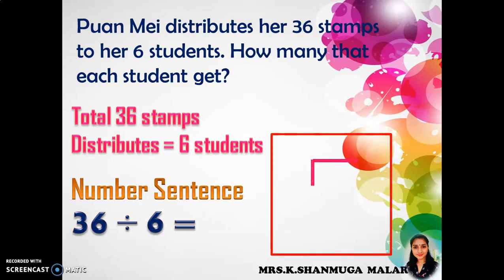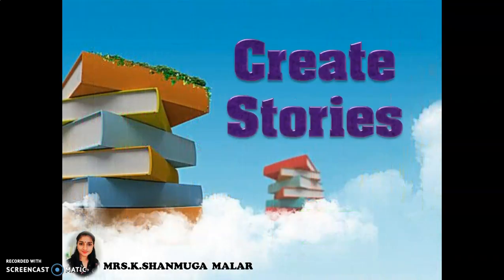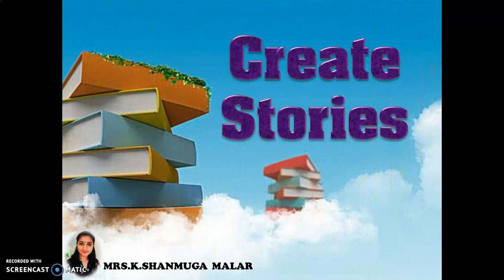Let us do the method to find the answer. 36 and 6. So what times 6 is 36, students? Yes, it is 6. 6 times 6 is 36. When we minus 36 minus 36, we will get 0. So the answer for 36 divided by 6 is 6. Do you understand, students? Next, let us learn how to create a story on problem solving of division.